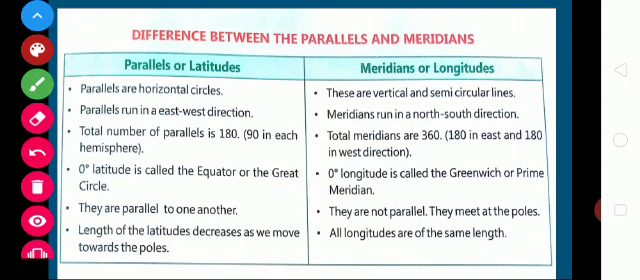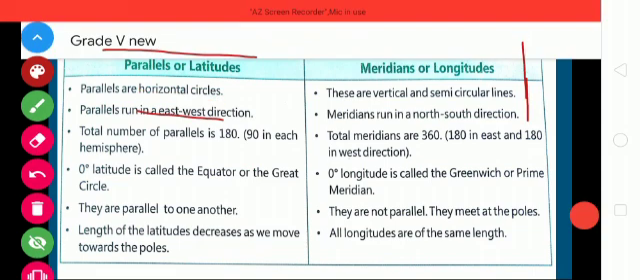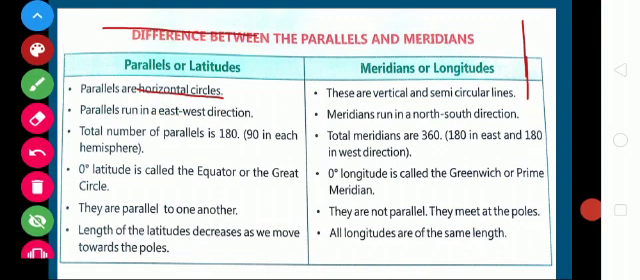And then the difference between the parallels and meridians. Both the parallels and meridians are imaginary lines. Parallels are horizontal circles. Meridians are vertical and semicircular lines. Parallels run in an east to west direction. Meridians run in a north to south direction.